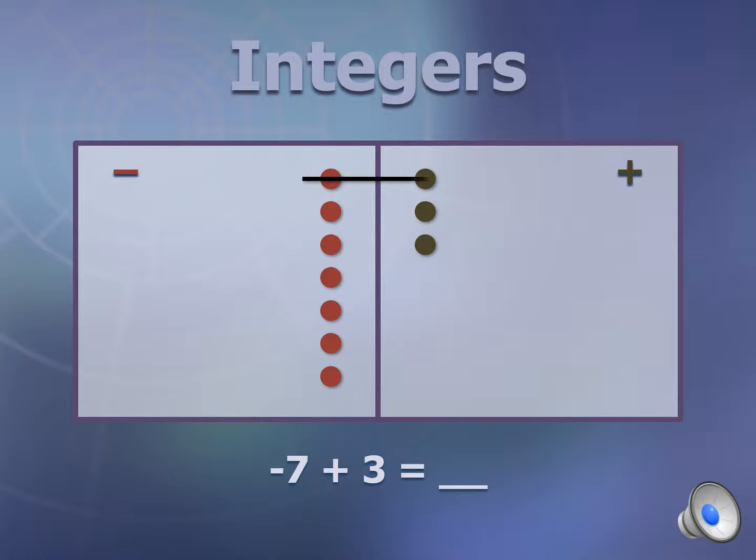So we would do this 3 times. We have 3 pairs. And what you're left with is what your answer is going to be. That would be the sum. -7 plus 3 is going to be equal to -4. You can see the counters that are left are on the negative side, and so -7 plus 3 is going to equal -4. There's a little typo on this video.